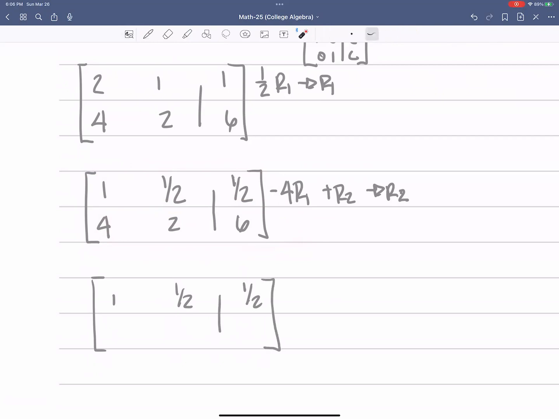And now we do the work. So -4 times row 1 plus row 2. So 1 times -4 is -4 plus 4 is going to be 0. 1 half times -4 is going to be a -2. -2 plus 2 is also going to be 0. Ooh, I like these odds already. And again, here, -4 times 1 half is going to be -2. -2 plus 6 is a -4.